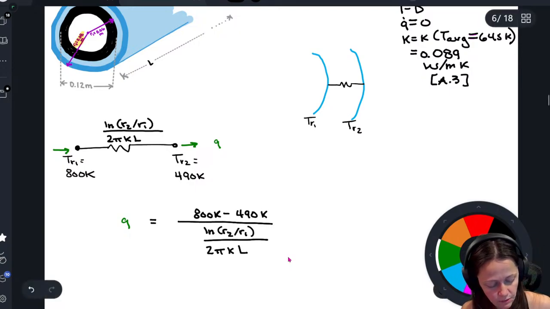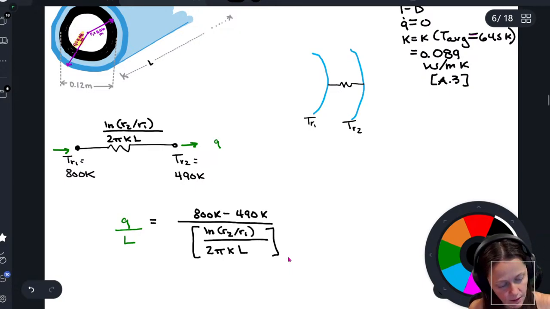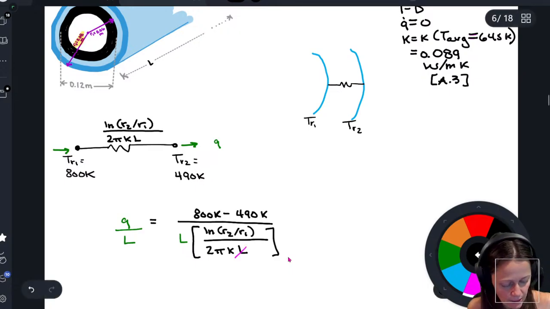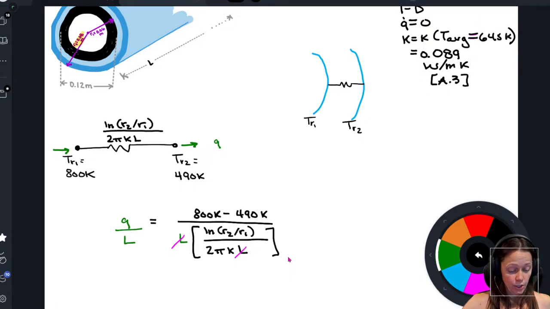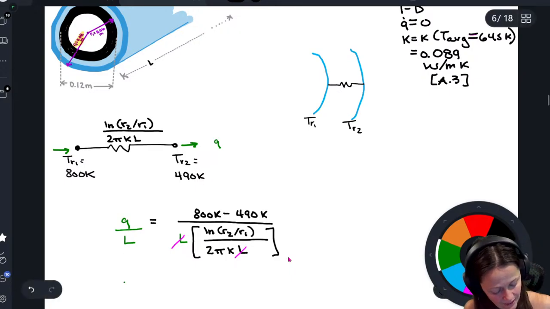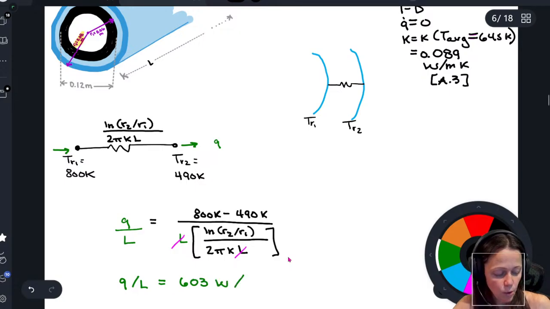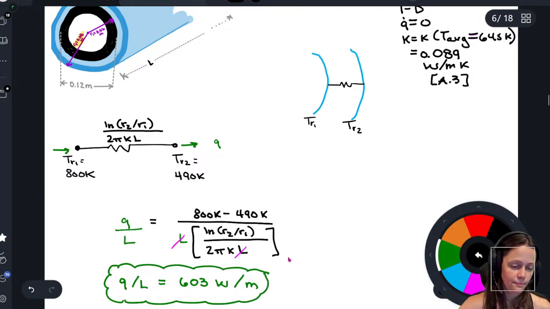So what I'm going to do is divide both sides by the length. Put the length on the denominator. And so we can see, great, this and this are going to go away. Now I've got R1, I've got R2, I've got K. What else could I need? Nothing. So I end up getting Q over L is equal to 603, and the units are going to be watts per meter. Perfect.